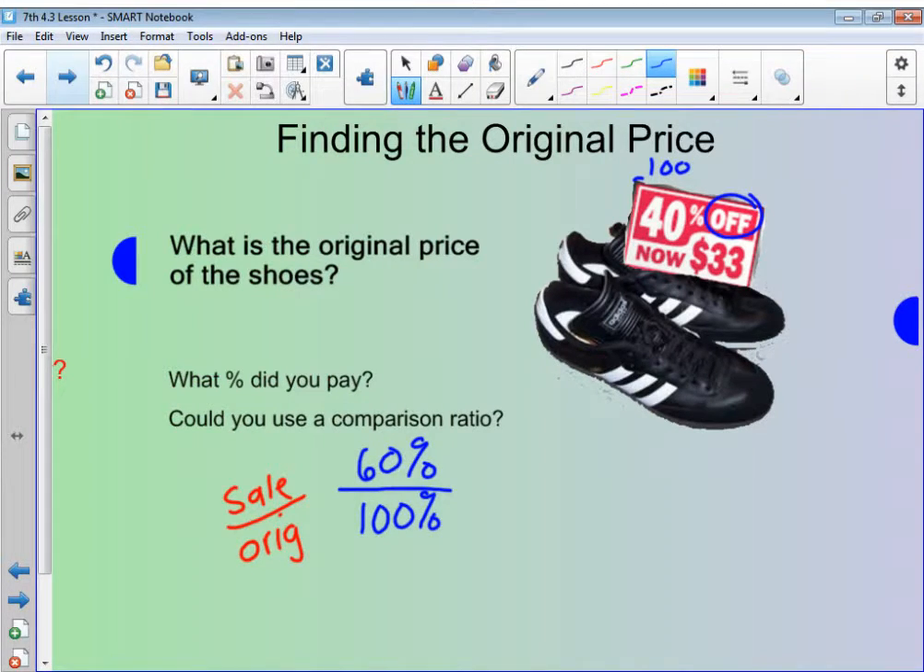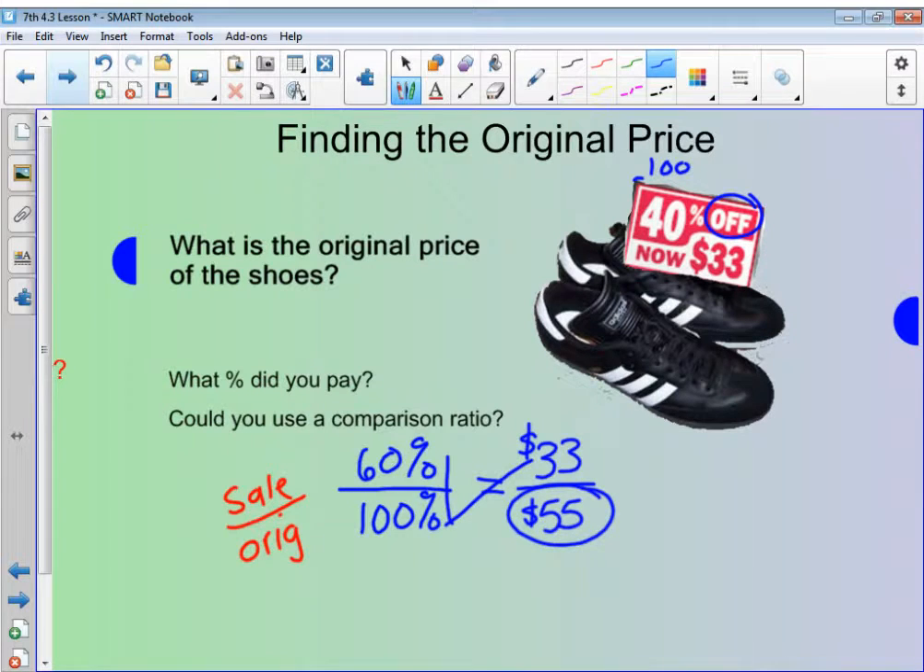Then it tells us that now they're $33. That's how much I'm going to sell them for, so the sale price is $33. Cross multiply, divide. So 33 times 100 gives me 3,300. Divide that by 60, and I get $55. So originally these shoes were $55 shoes.